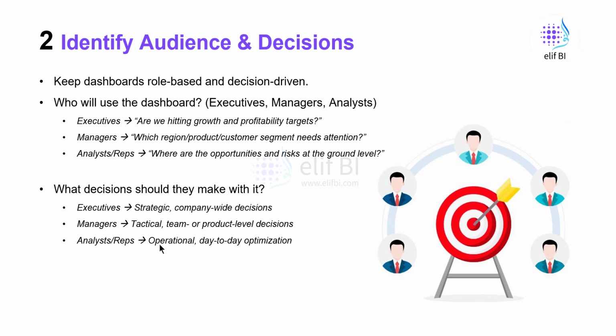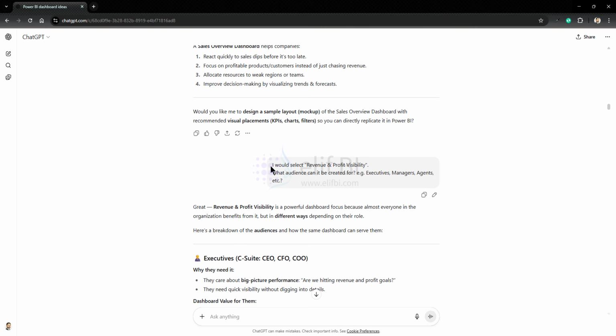And then the analysts who are dealing with the operational and day-to-day optimization. So here we define the audience. Continuing the discussion that I had, I say here that I would select revenue and profit visibility. That is, for the executives, usually, what audience can it be created for? Example, executives, managers, agents, etc.